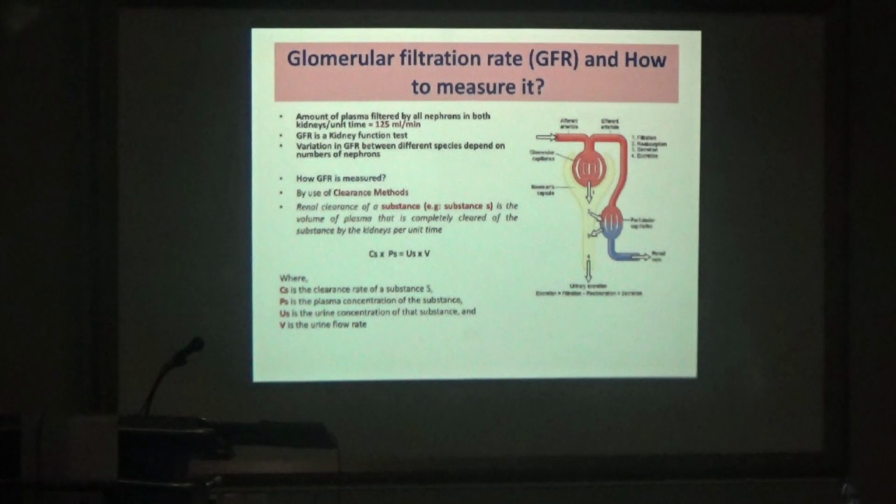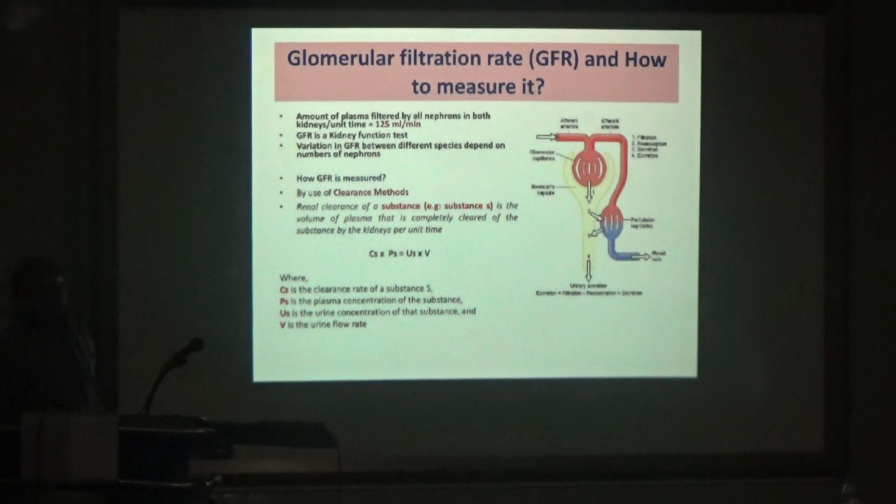GFR is a kidney function test. Glomerular filtration rate ideally, normally should be 125 milli per minute. In one minute we filter out 125 milli of the plasma, you can say, or the filtrate. A better word is filtrate. Is it a kidney function test?